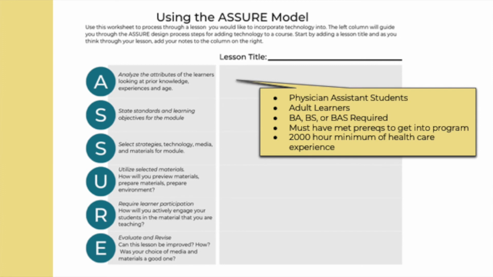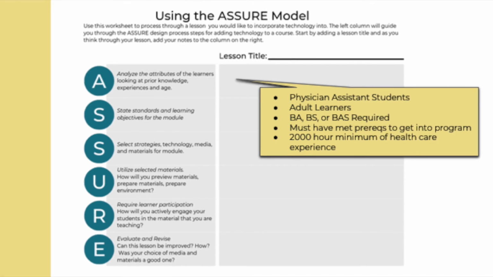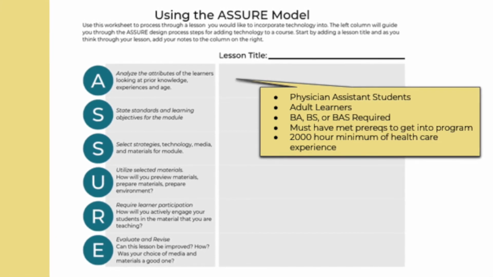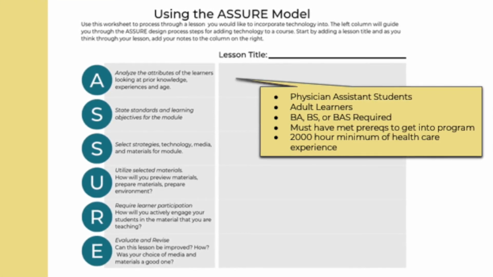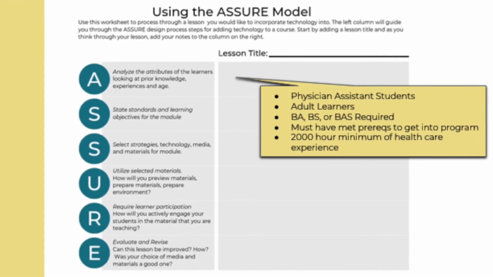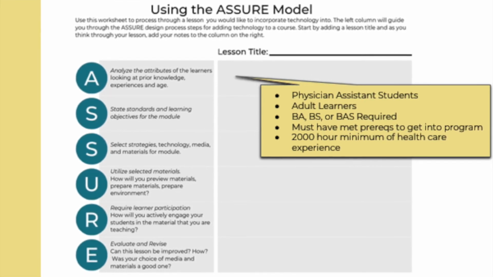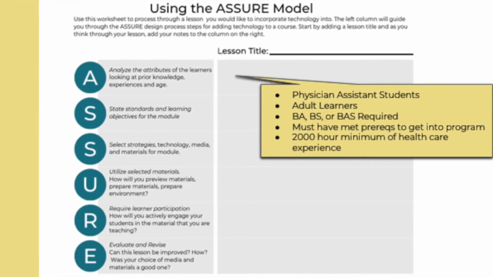And the first step of the Assure model is to analyze your learners. You want to look at things such as general characteristics, age, gender, geography and location, accessibility needs. Are they teachers? Are they students? Are there any prerequisite skills or knowledge? What are their learning styles? And what are their motivations? Why are they taking this course? What are their needs?